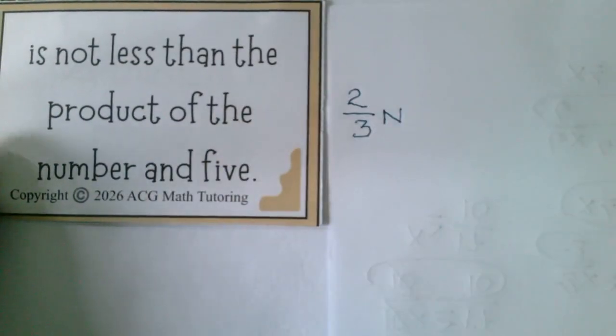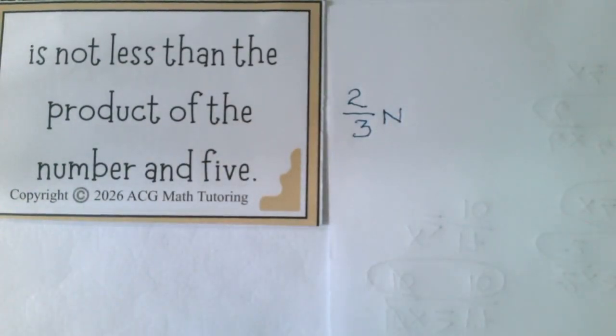So what do we got? Is not less than the product of the number and 5. Ooh. Is not less than the product of the number and 5. Huh. How are we going to do that? What does that say to you? How do we break that down?